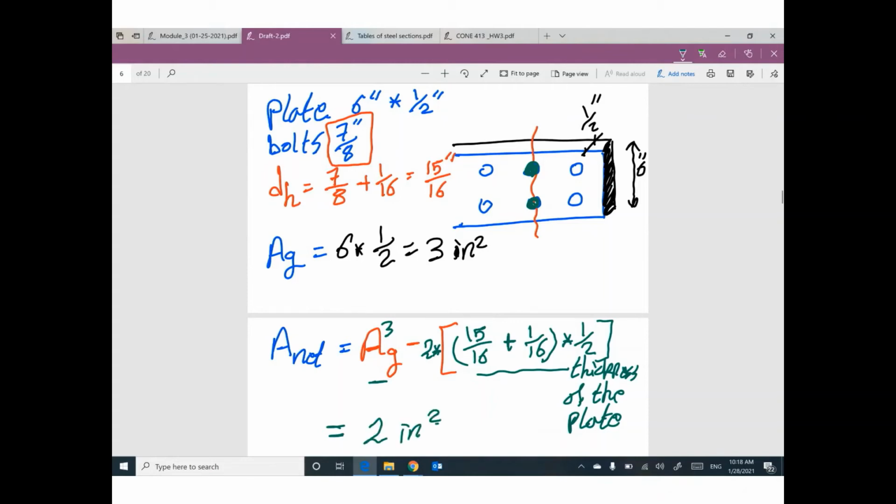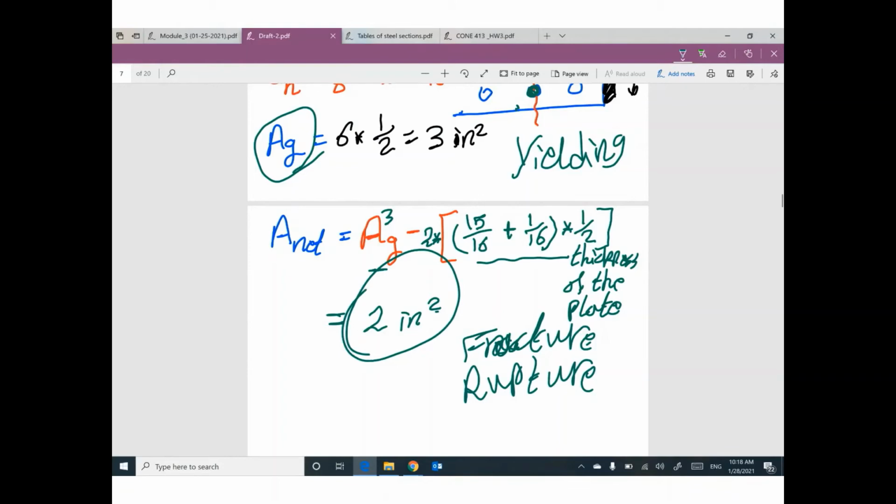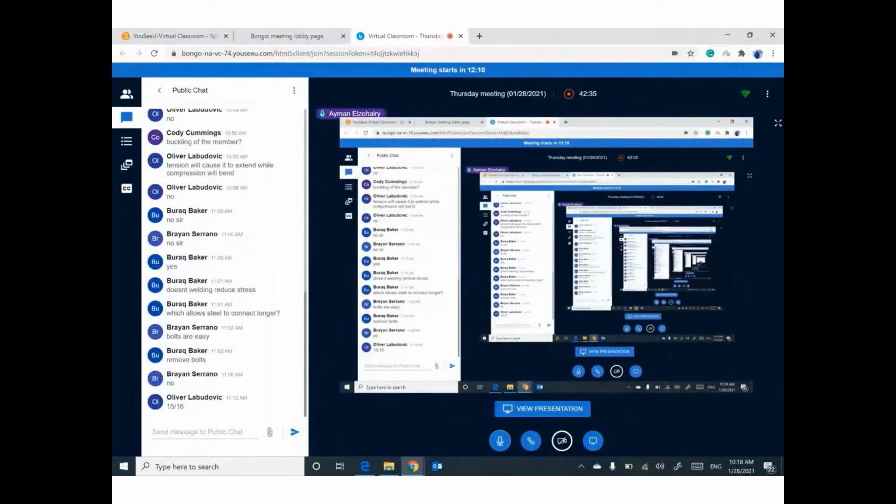2-inch square. So if you are talking about yielding of this member, we will use area gross. If you are talking about fracture or rupture of this member, we will use the area net. Any question? Thank you. Any question?